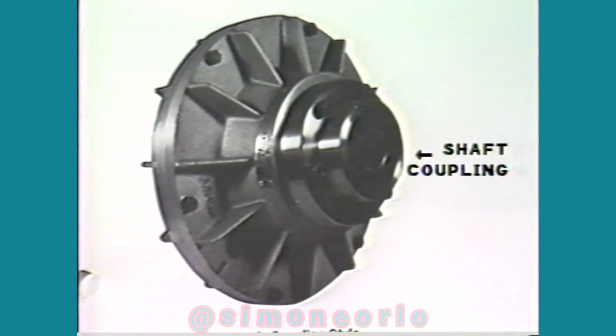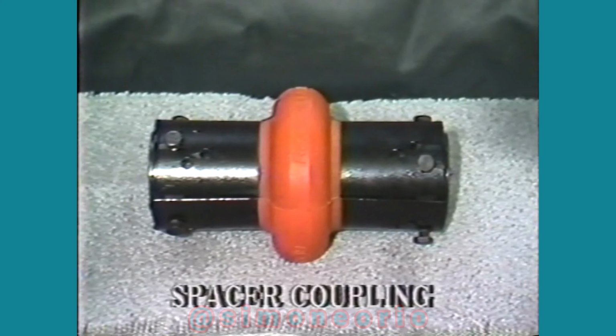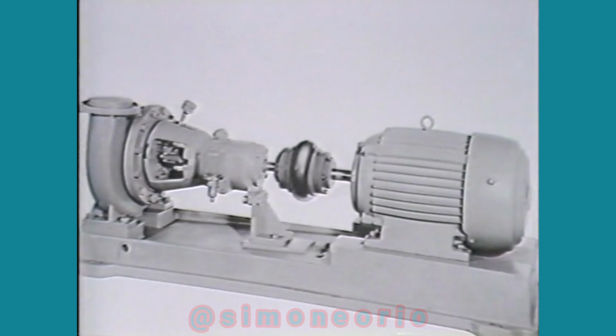Another example of one unit serving 2 purposes is this soft start device. It has, as an integral part of it, a shaft coupling. Couplings that are extra long are called spacer couplings. The main use for spacer couplings is on centrifugal pump applications.